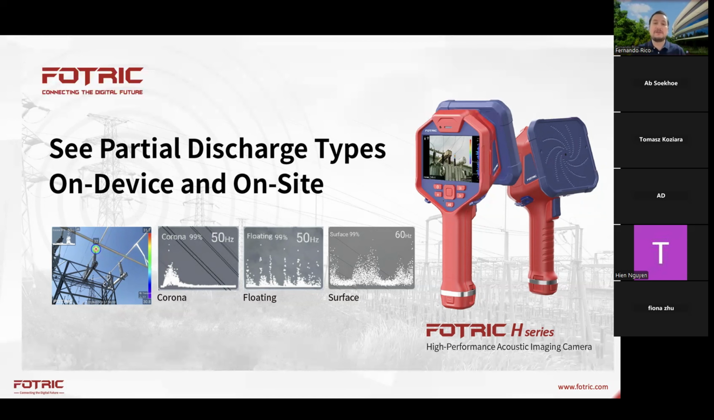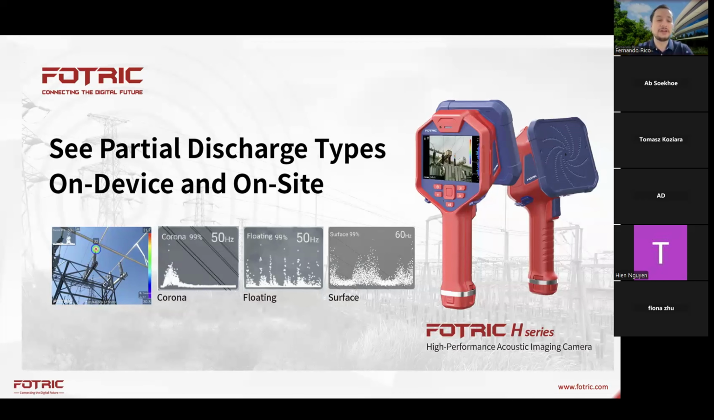FOTRIC has taken a very innovative approach on how to do this to ensure that the camera is powerful enough to determine the type of partial discharge, severity, and level of confidence. Here, that's why you see a 99%. Sometimes you'll see an 85%. In those cases, you might want to take a different angle, get closer, or wait for the PD to appear so that you can get very conclusive data before you report on it.